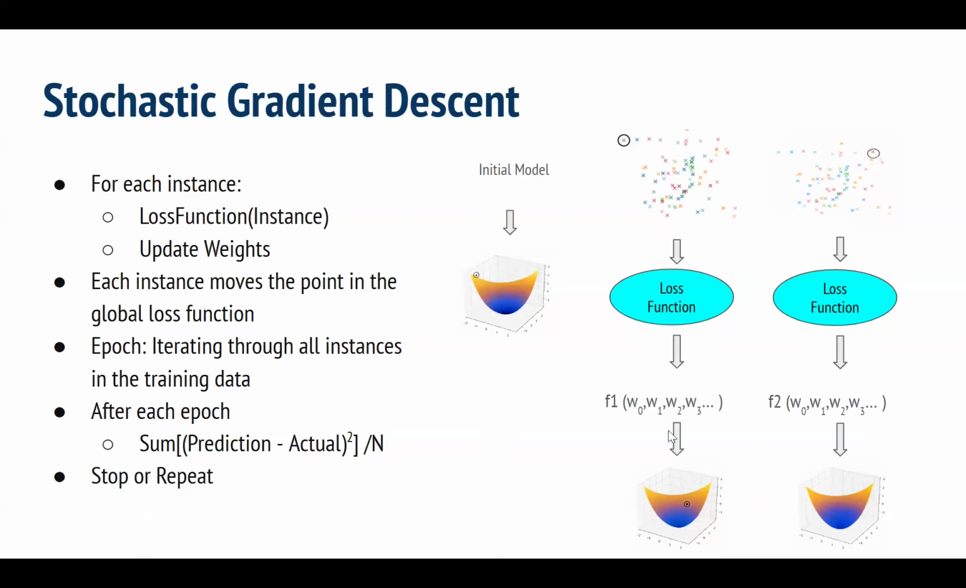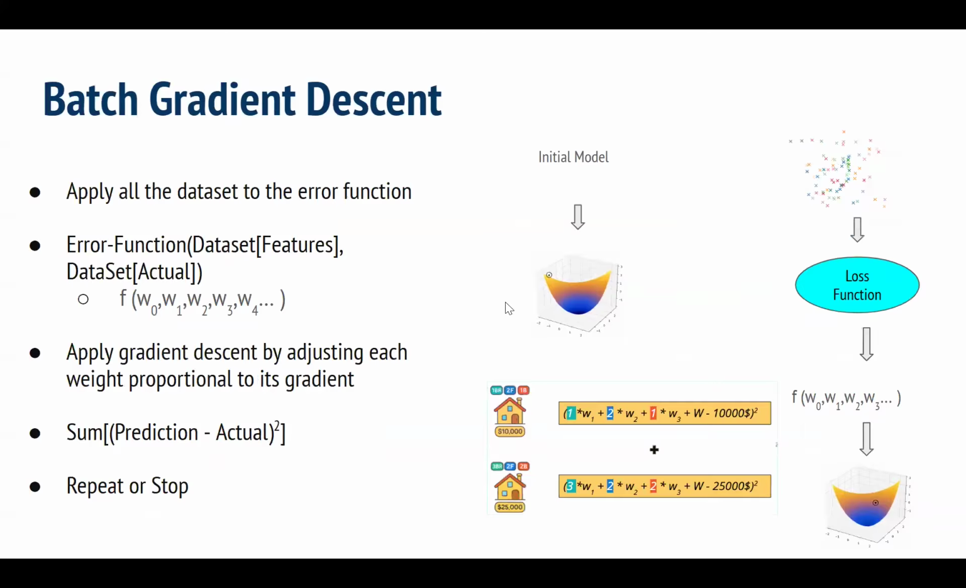So the takeaway from this slide is that each point will have its own loss function that's a little bit different from the others, but when it updates the weights, it will move our model closer to the minimum point in the global loss function. You can imagine that the global loss function is the function that results when you feed all the points together at once.